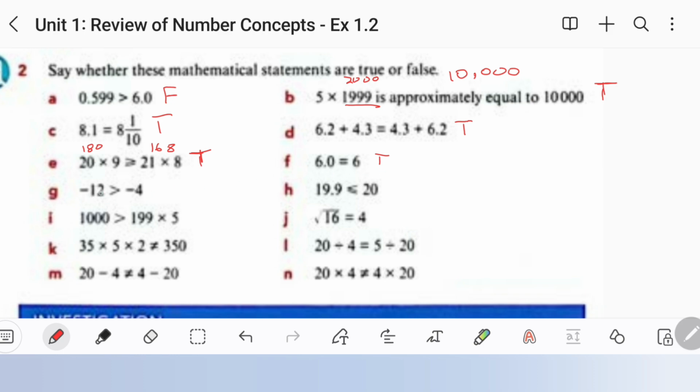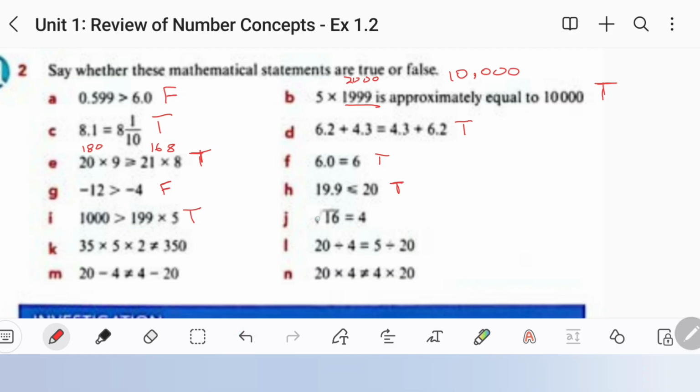Okay, then G is negative 12 is greater than negative 4. This is false, because we know in negative numbers this one is greater. Okay, 19.9 is less than or equal to 20. So this is true, because definitely this is not equal to, but this is less than. So I is 1000 is greater than 199 times 5. Yeah, this is actually a bit less, because if I make it 200 times 5, then this will be equal to, but right now this is only 199, so this is less. So yeah, this is also true.